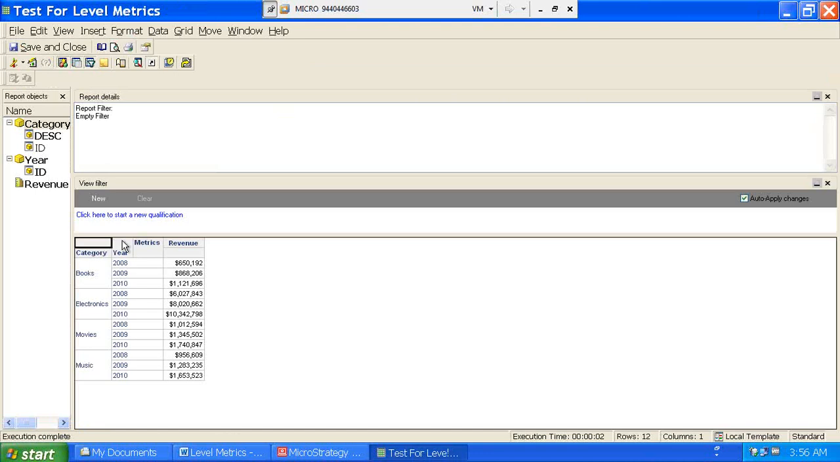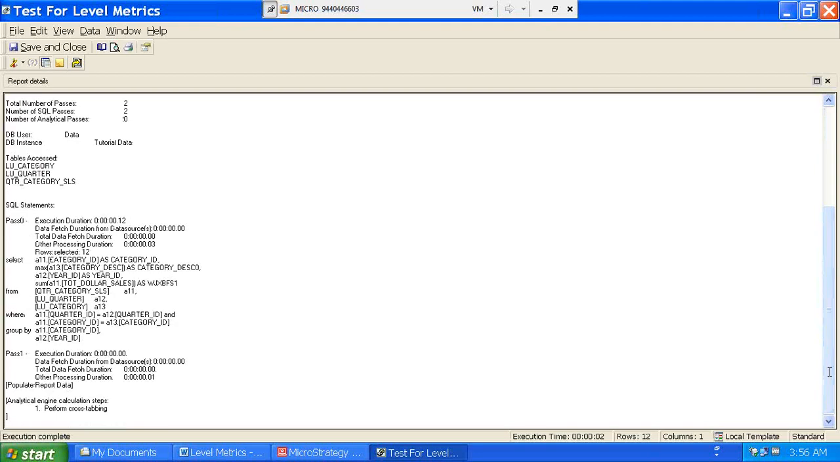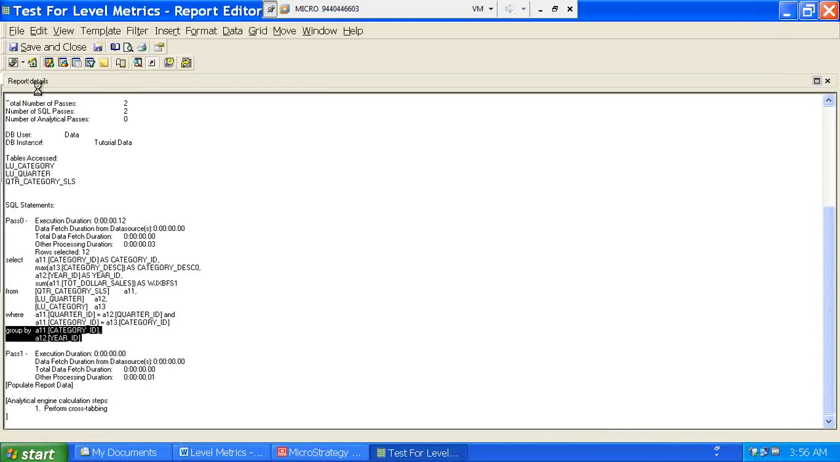Now just see what it is doing at the back end. I think it is hitting the tables now, and see here, group by category ID and year ID is there. Okay, that means category wise, year wise it is doing the calculation. Revenue is doing the calculation. Now this is from different hierarchies.